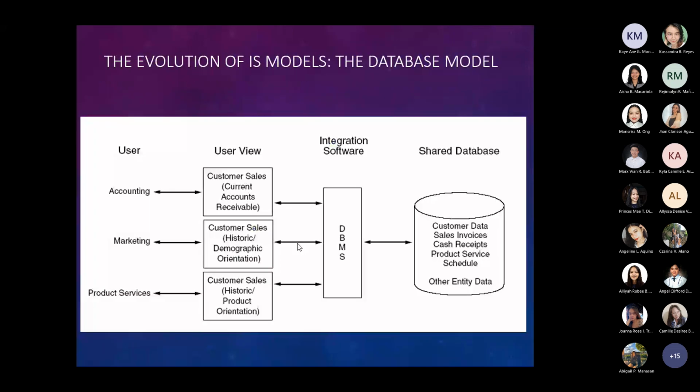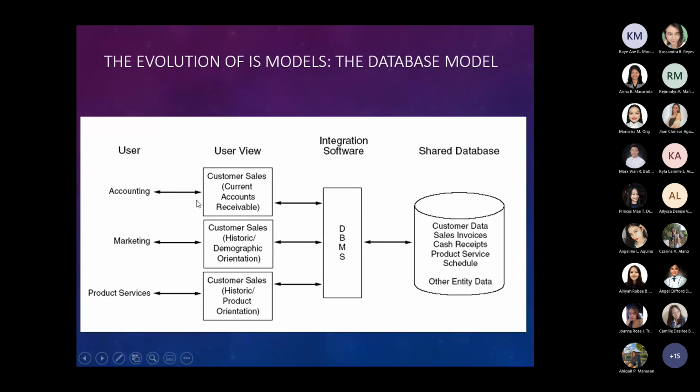Ito yung naging sunod na model, yung database model. Tingnan nyo. So, ang user natin, si accounting, marketing, and product services. So, tatlo yung user. So, ang tinitingnan ni accounting, syempre, customer sales or yung accounts receivable system. Si marketing, yung customer sales pa rin, pero ang tinitingnan niya, historic or demographic orientation para malaman niya ano yung mga magiging market natin. And then si product services naman is yung historic or product orientation.